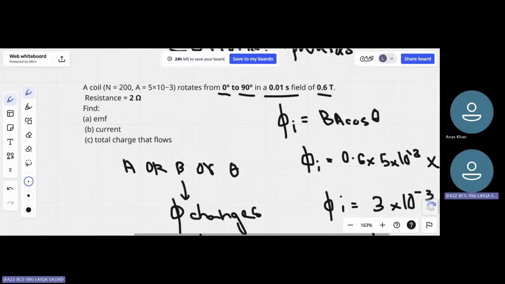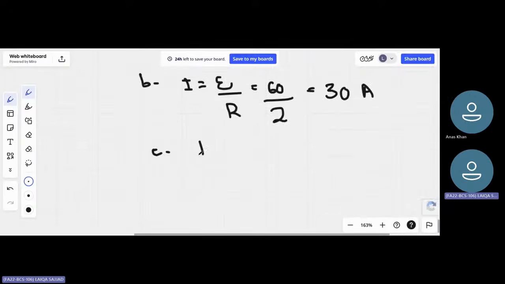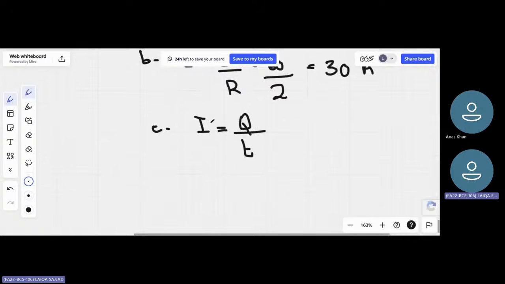The total charge that flows. What's the formula to find the charge? If we are given the current, what's the relation between current and the charge? Current is simply the rate of flow of charges. It means that I equals Q by T, the number of charges that move per unit time. Now we have got the current and we know the time as well. So to find the total charges that flowed, we will use the formula Q equals IT.